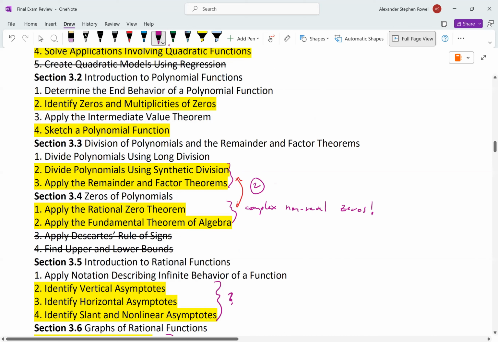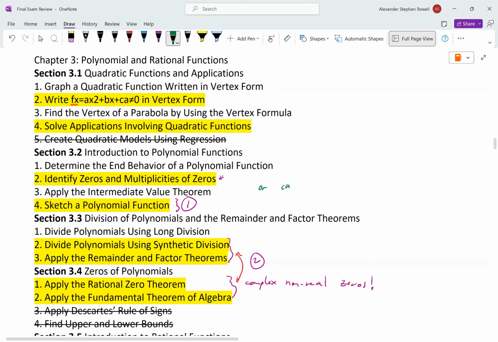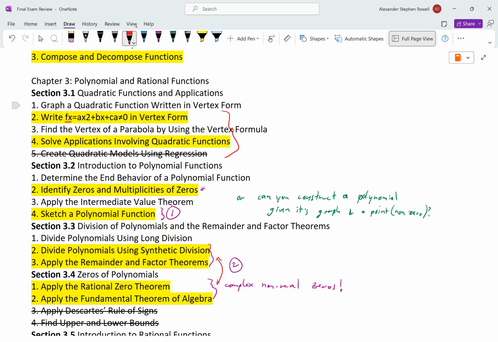Sketch a polynomial function. Likely be one of the questions on the exam. And or the multiplicity or zeros given a graph. Or can you construct a polynomial given its graph and a point? And I'm talking about a non-zero point.